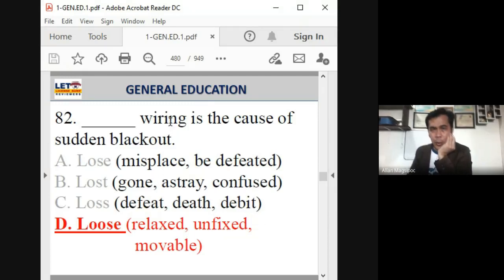So talking about wiring, the most appropriate word here, by the way, it's an adjective, describes the wiring. It is loose, meaning unfixed, luag, movable, relaxed. That's why maka-cause ng sudden blackout. Alright? This question is about your familiarity with the forms of words and their meanings. Alright, next question.